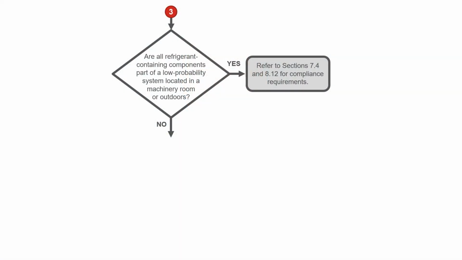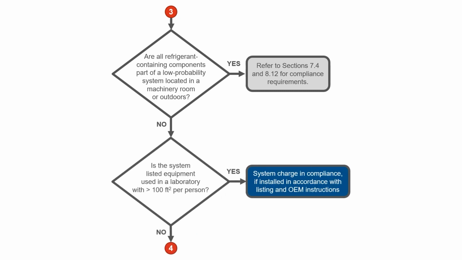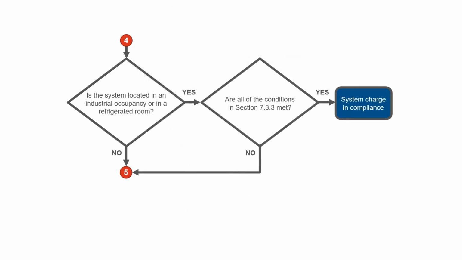So next, if the refrigeration system is listed and used in a laboratory with more than 100 square feet of floor area per person, then the system charge is in compliance, again provided it's installed in accordance with the listing. And then for the final special case, if the refrigeration system is located in an industrial occupancy or in a refrigerated room, the system charge will be in compliance as long as it meets all the requirements listed in section 7.3.3. Okay, as I said, those are what I think of as the special cases or special applications.